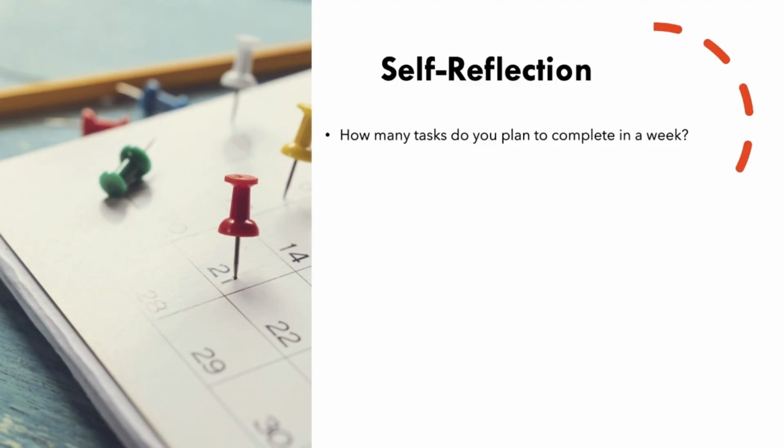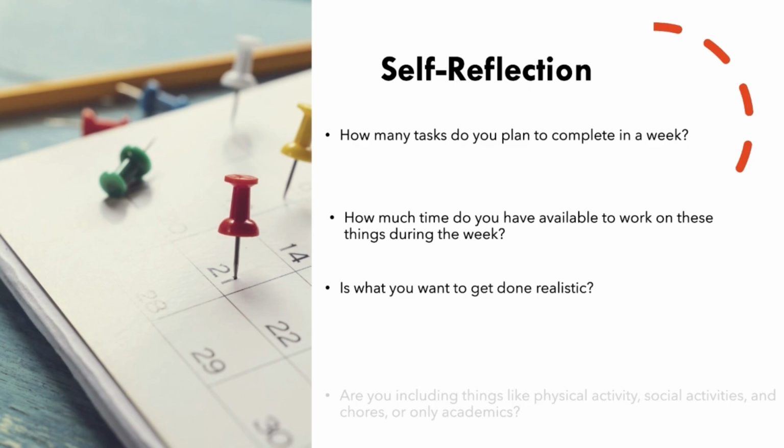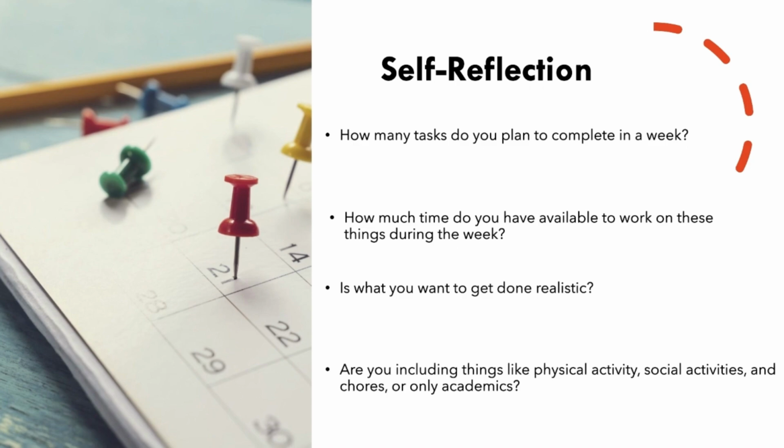So let's reflect on a few questions when thinking about the ways in which you manage your week. So first, how many tasks do you usually plan to complete in a week, whether this is academic tasks or other? How much time do you actually have available to work on these things during the week? Is the plan that you've created and what you want to get done realistic? And are you including things like physical activity, social activity, and chores, or are you only including academics?